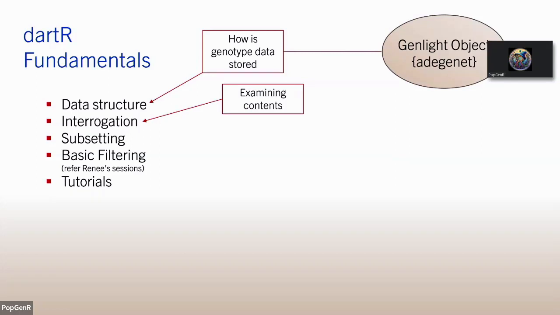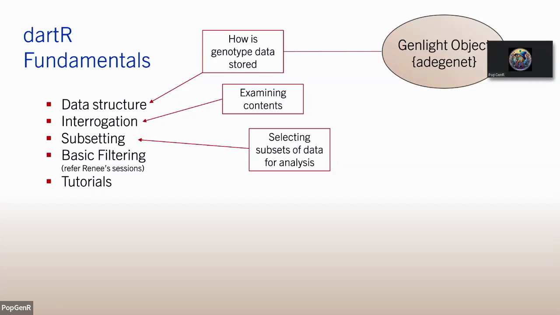The second thing I'll cover is how you examine the contents of a genlight object. So once you've got your data from DArT, or once you've got it from your own SNP calling, you get it into a genlight object, then you want to see, well, what's in there? You want to interrogate it. So I'll talk about how you interrogate it. And then the next thing I'll talk about is how you select subsets of your data. So you might want to, for example, just pick all the males out of your data set, or you might want to eliminate some populations and keep some others, or eliminate some individuals and keep others, or eliminate some loci and keep others. So you might want to subset your data.